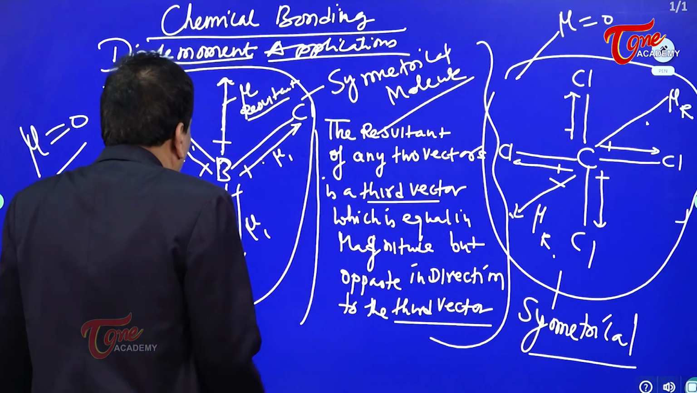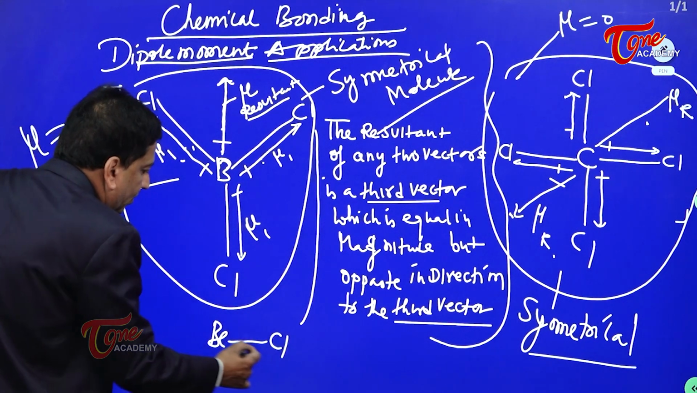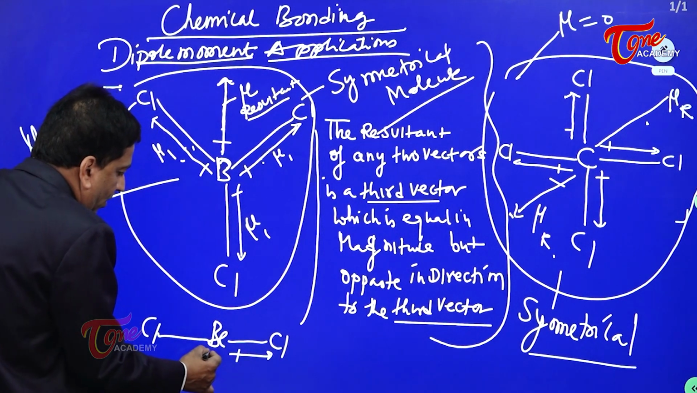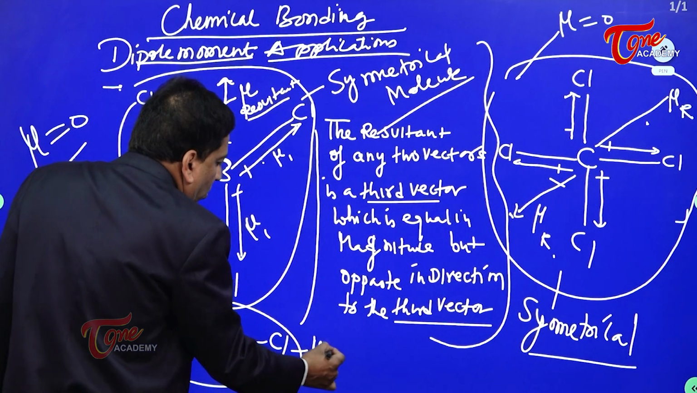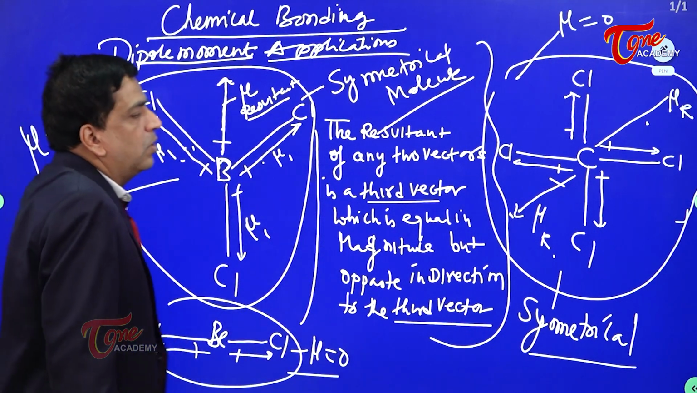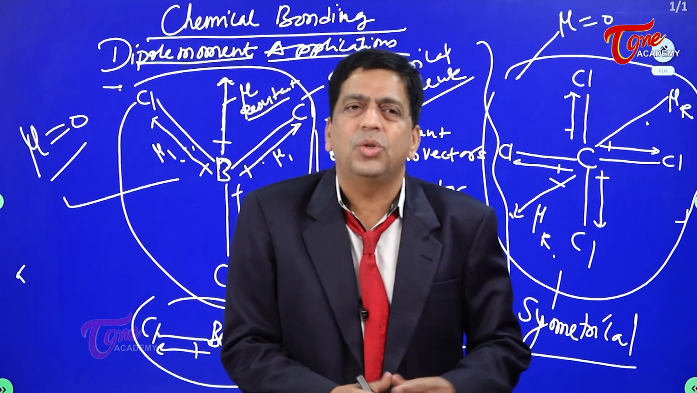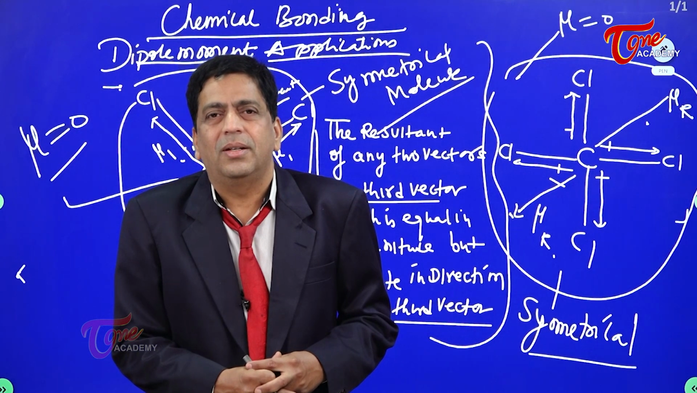For example, you can take beryllium chloride. This is the vector, this is the vector. So again the net dipole moment is coming to zero. Then also I say that beryllium chloride is a symmetrical molecule. You must understand that, right?